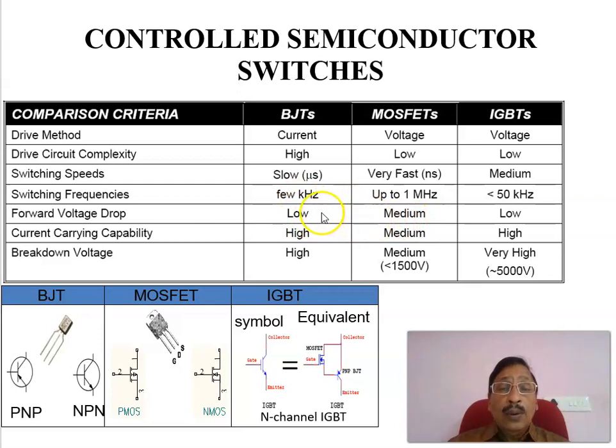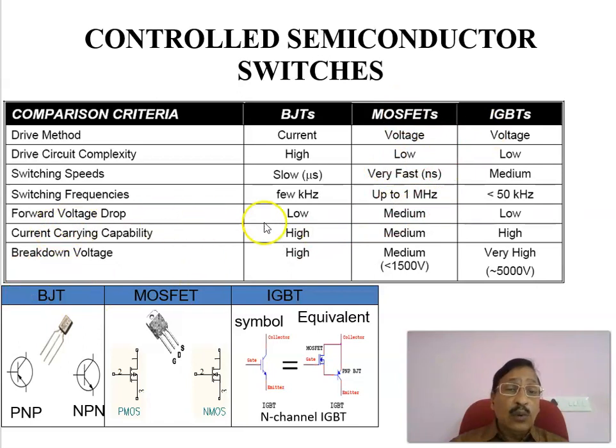slow for this, and very fast for this, and medium for this. And the switching frequency, this is used for a very few hertz, but this is up to 1 megahertz, and this is less than 50 kilohertz. Therefore, for very high frequency applications, MOSFET is preferred compared to the other two.